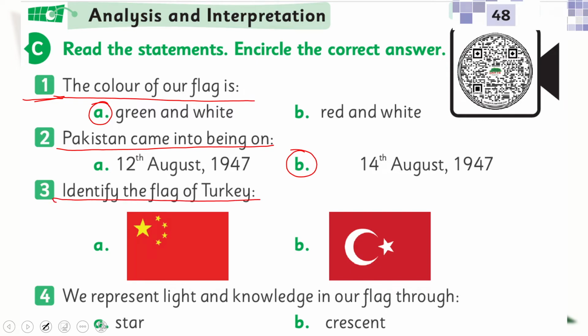Identify the flag of Turkey. Number A, this is the flag of China. So this is the flag of Turkey. B option is correct. Number 4, we represent light and knowledge in our flag through star or crescent? Through star. Very good. So this is how you will complete your page in book. Quickly finish it.